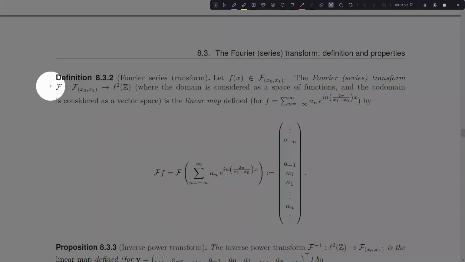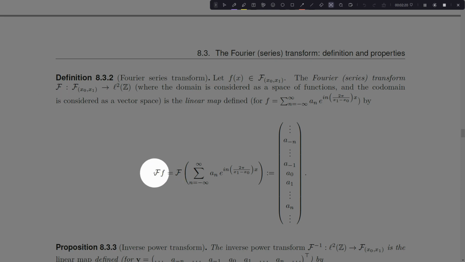And unfortunately, I use the same calligraphic F to define the transform as I do to define the space itself. Just note that every time there's a subscript by the F, that's referring to a Fourier space. It's a space of square integrable functions over that interval. And then the calligraphic F without any subscript on it is going to be the transform itself.